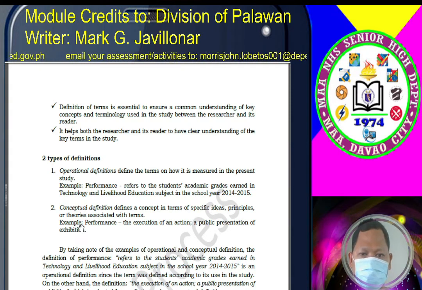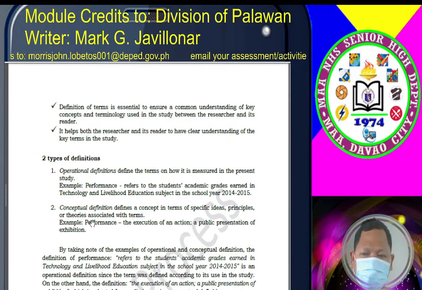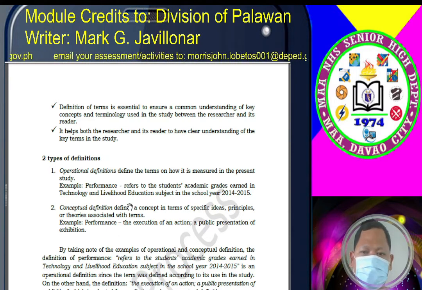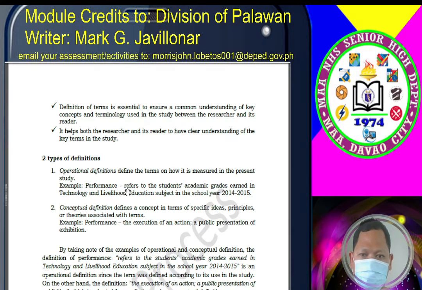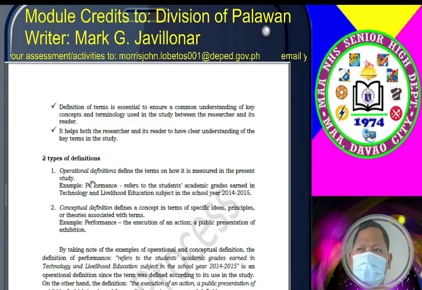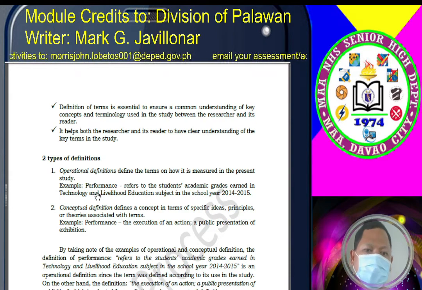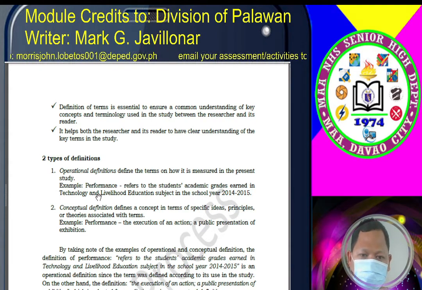When we talk about conceptual, this is based on specific ideas, principles, and theories. For example, you get the definition from the Merriam-Webster Dictionary or Oxford. That is a conceptual definition because it is already based on principles, while operational is based on the researcher's judgment on how the term is used in the current study. I hope you get the difference between the two types of definition.